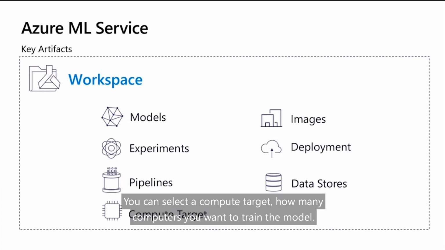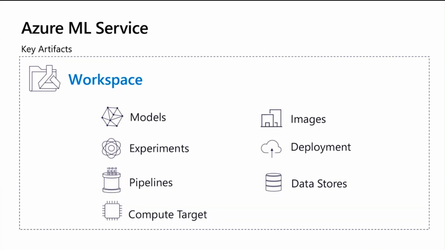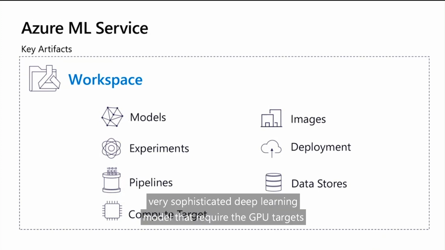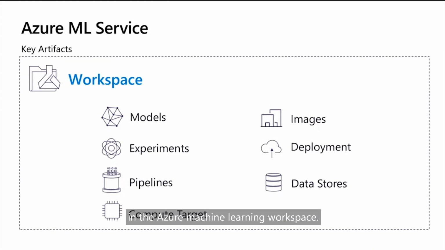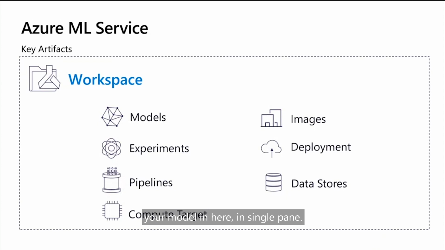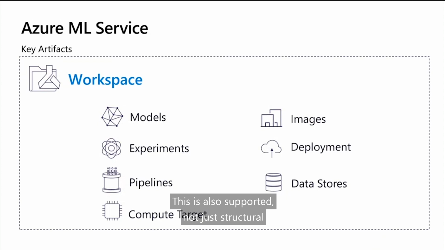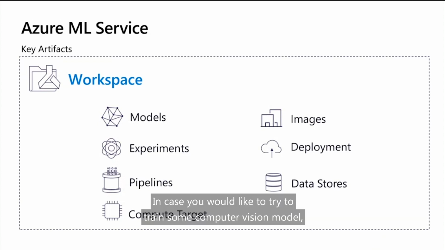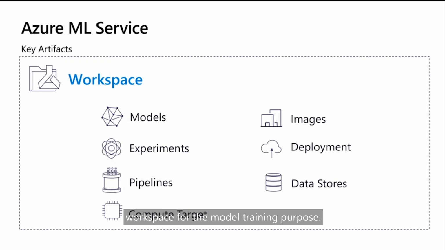You can select the compute target, how many computes you want to use to train the model, just in case you are doing a very sophisticated deep learning model that requires a GPU target. In the Azure Machine Learning workspace, you can create the training compute to define how many nodes you want to use to train your model in a single pane. This supports not just structured data, but also unstructured data, in case you would like to train some computer vision model. Maybe you have some image data. Definitely you can import it to the workspace for model training purposes.